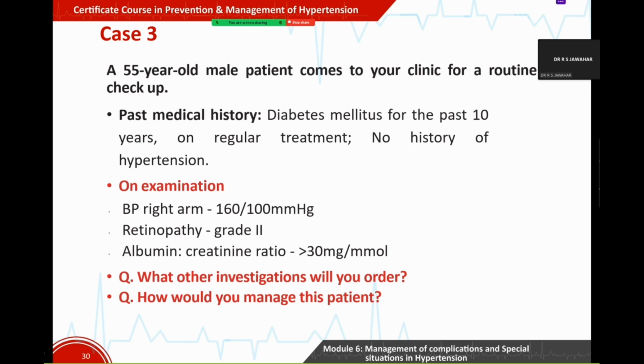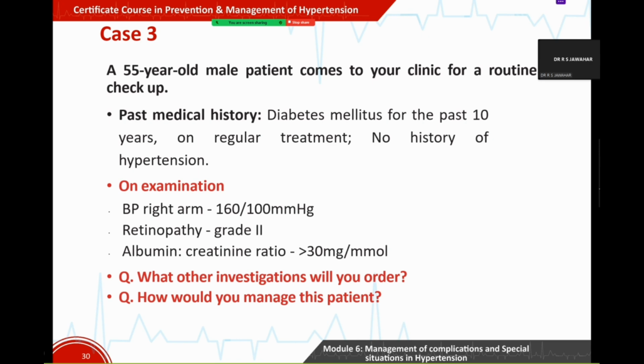Here a case: a 55-year-old male comes to your clinic for routine checkup. Past medical history: diabetes for the last 10 years and regular treatment, no history of hypertension. So he is a diabetic for the last 10 years. On examination BP 160/100. So 160/100 is undoubtedly hypertension. So that is a very common association in our Indian people. So today's diabetics are tomorrow's diabetes plus hypertension. So hypertension will come at a later time after the diabetes.